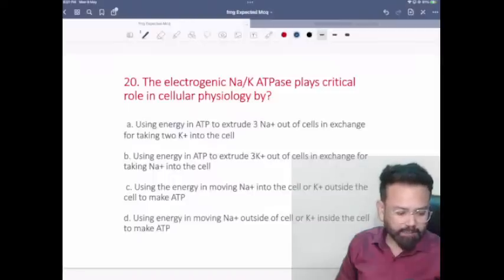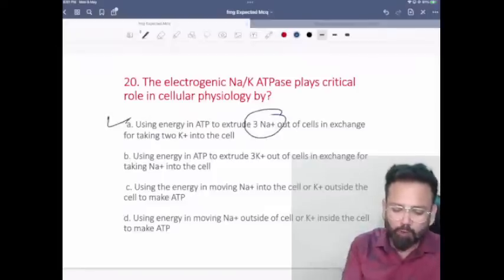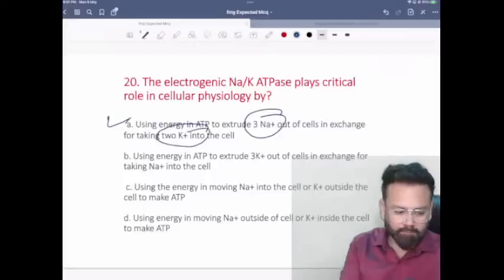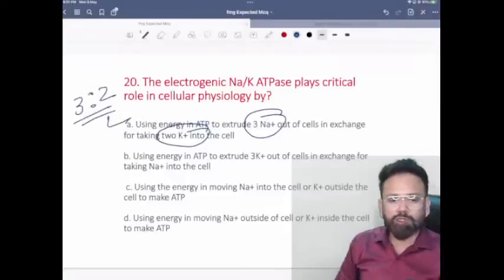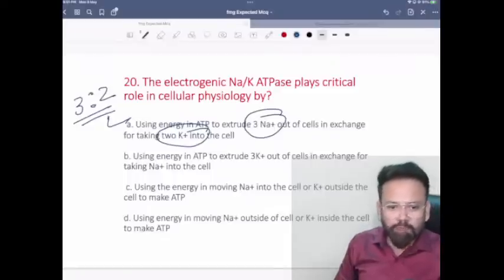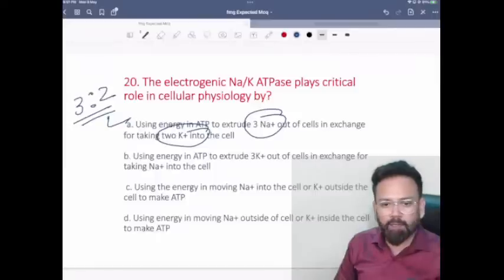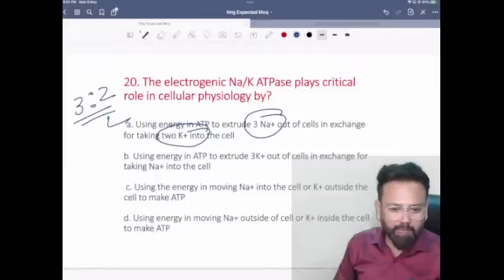What is the correct answer? Yeah, most of you are correct. It is taking 3 sodium out and 2 potassium in. So the coupling ratio is 3:2, and 1 ATP is used for this. Now, is this sodium potassium pump a homodimer or a heterodimer? It is a homodimer.